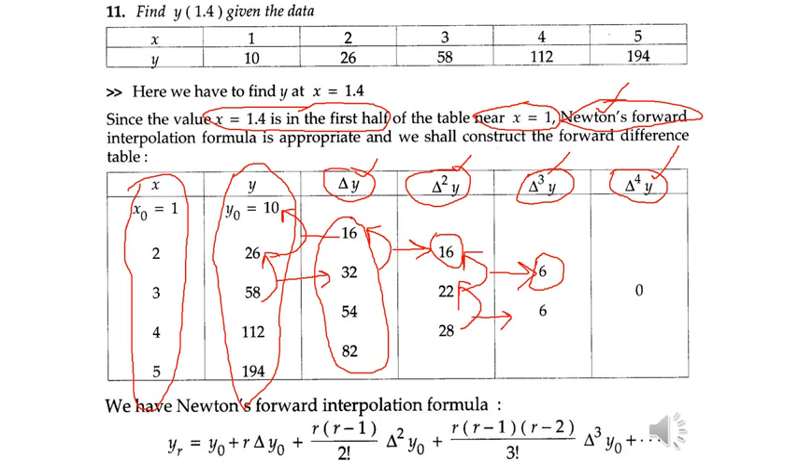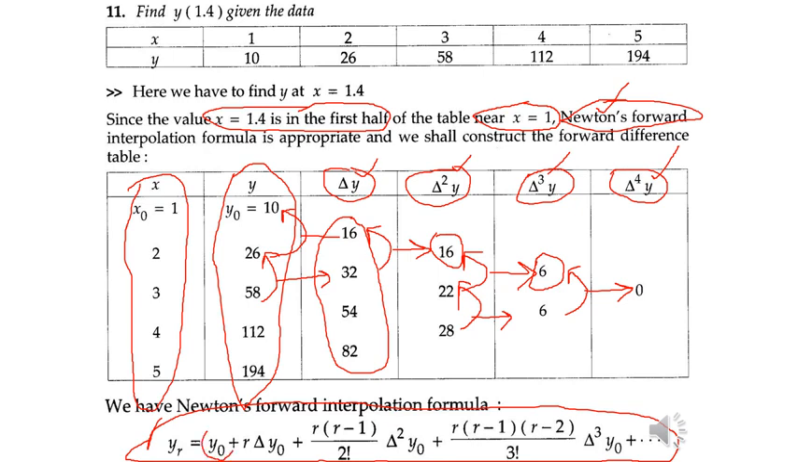Then continue for the next column. 6 minus 6 is 0. Since this entry is only 1 and it is 0 also, we stop the column here. And this is the formula for Newton's forward interpolation. In this formula, what all entries do we have?